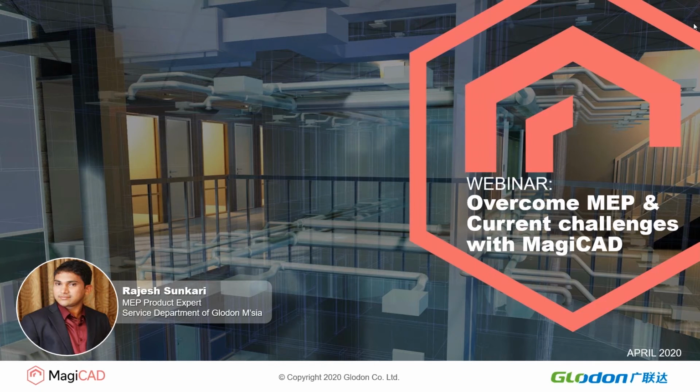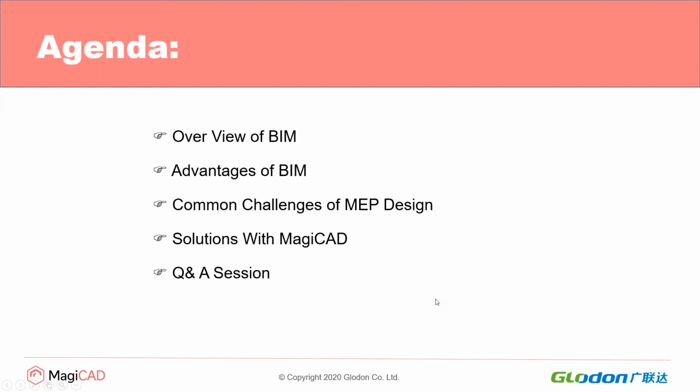So let me get into today's agenda. Our agenda for today is looking at the overview of BIM, and we're also looking at the advantages of BIM, and we're going to see the common current challenges of MEP and the MEP design challenges. And we're also going to see the solutions with MagiCAD, how MagiCAD is going to help us with this.